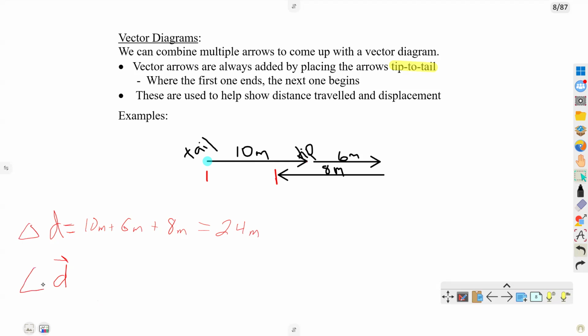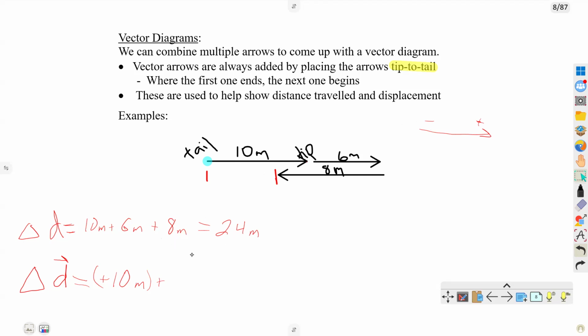Now, displacement is like the change in distance. The change in position, or the displacement, is going to be a little bit different. So we're going to start here. We're going to move 10 meters to the right. So when we move to the right, we're going to say it's a positive 10 meters. And by the way, it might be helpful to show that if we move in this direction, we're moving in a positive direction. If we're moving the opposite way, that would be negative.